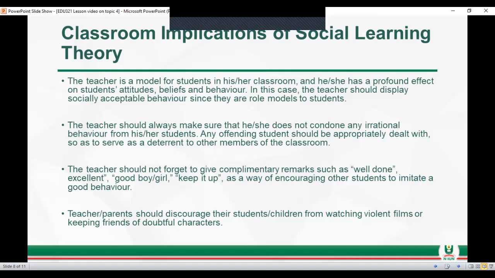And then teachers and parents should discourage their students and their children from watching violent films or keeping friends of doubtful characters.